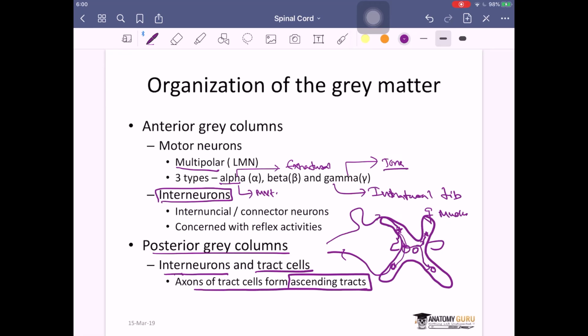Not only this they will do, they also will communicate the same thing to the opposite side. So that is why these are called the interneurons or connector neurons. They are mainly concerned with the reflex activity. So these are all different types here.